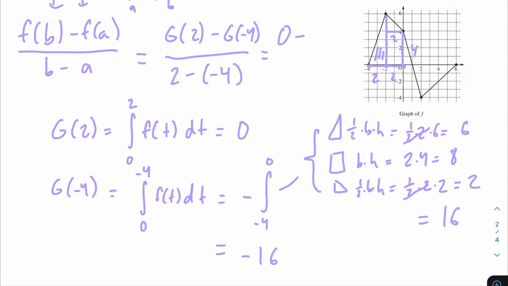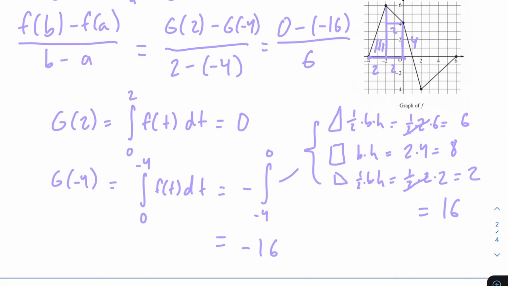This is the math that we use to find the area under the curve. So we would do 0 minus negative 16. Remember, the same concept where we need to include both of those signs because we're subtracting g of minus 4, which is minus 16. And then 2 minus negative 4 is 6. So we're going to get that this is equal to 16 over 6, or we can simplify it as 8 over 3. All right, so we've solved the first part of our problem.